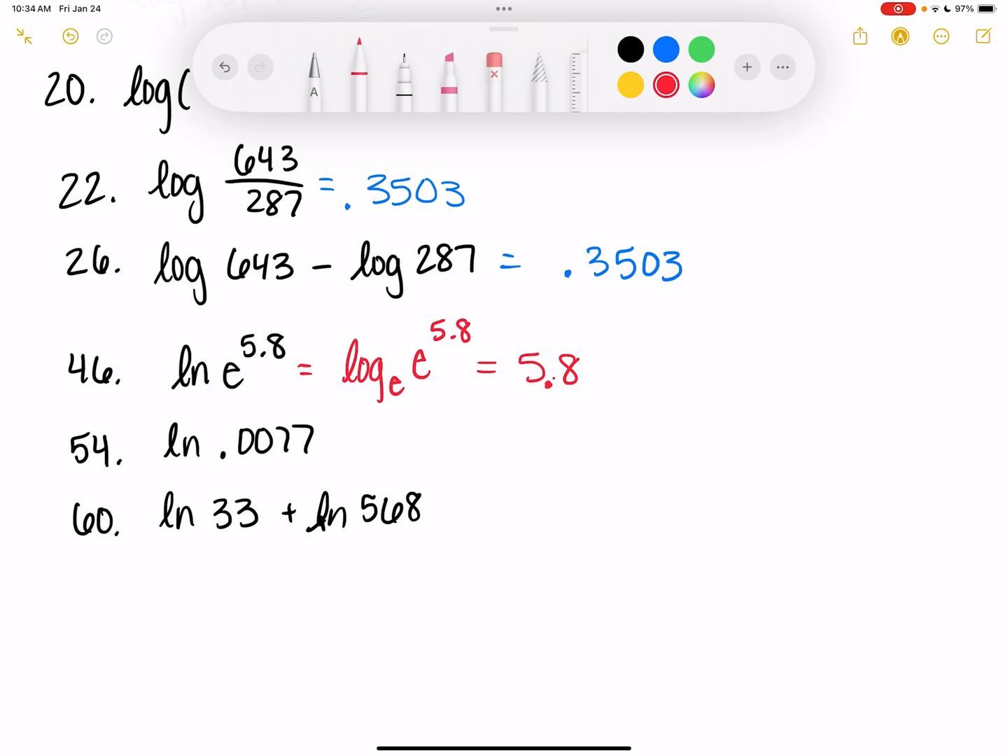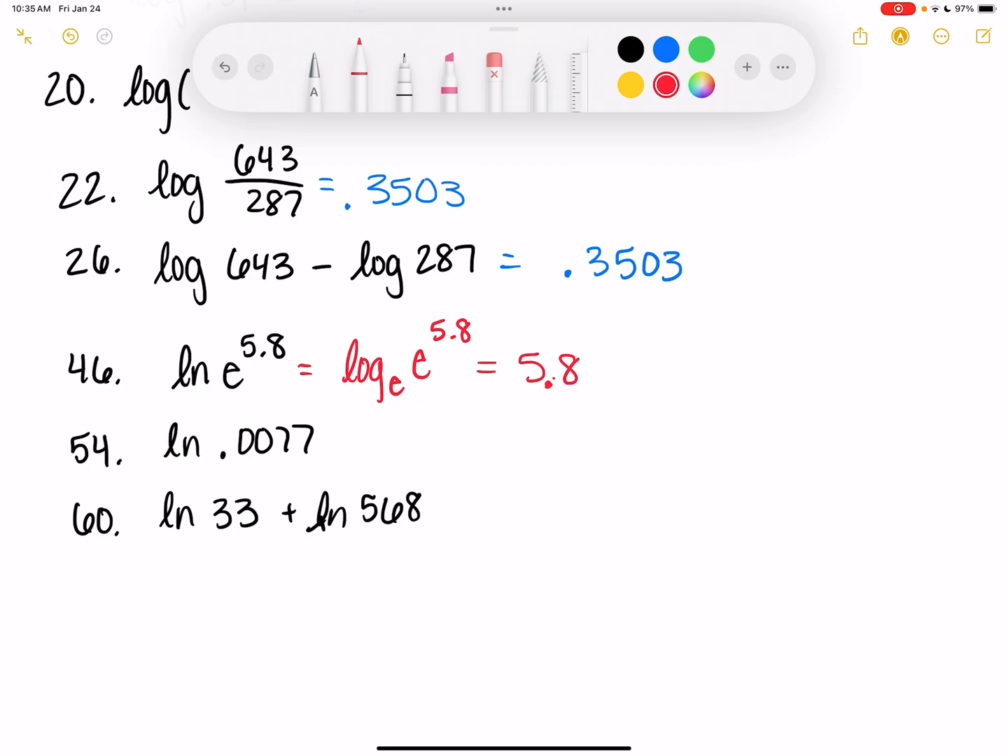So this would be the ln of e. The e button is right above the ln, so you'll have to hit second ln, and that puts your e in there. And then it wants me to do 5.8. So ln of e to the 5.8 equals 5.8. So like I said, you can either do it by the properties or you can use your calculator. It does not matter.